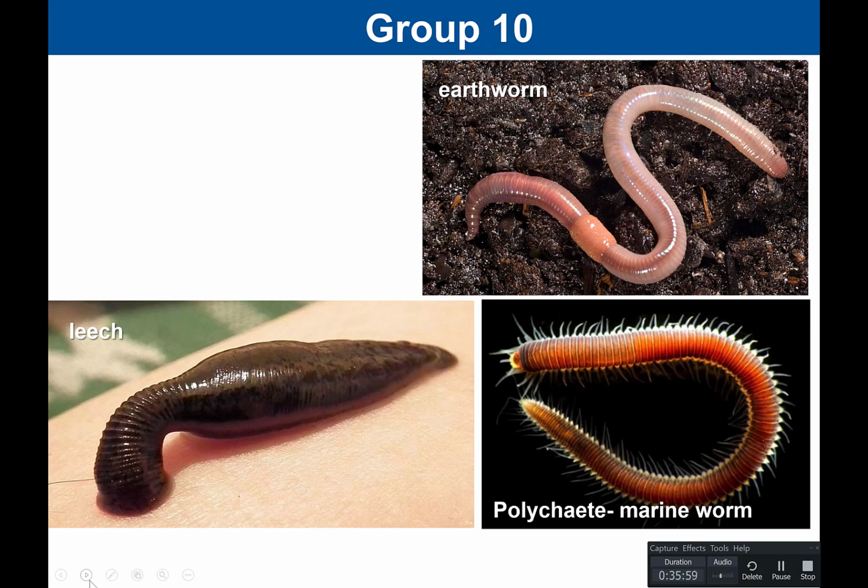If we look at group 10, we have these earthworms. We have this polychaete, which is a marine worm. We have a leech, which sucks blood.